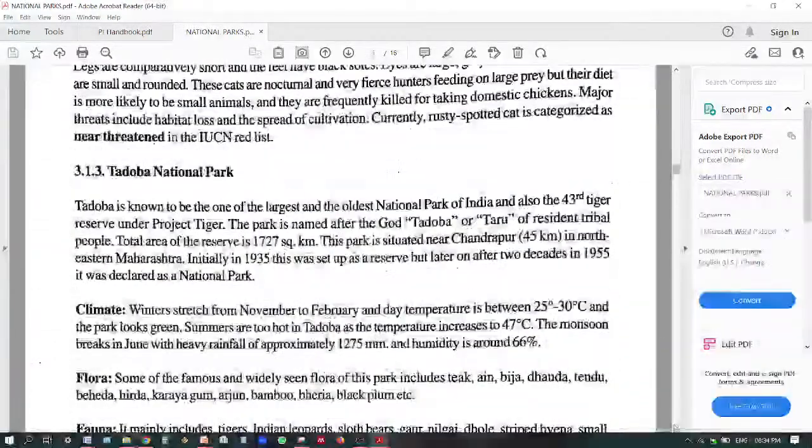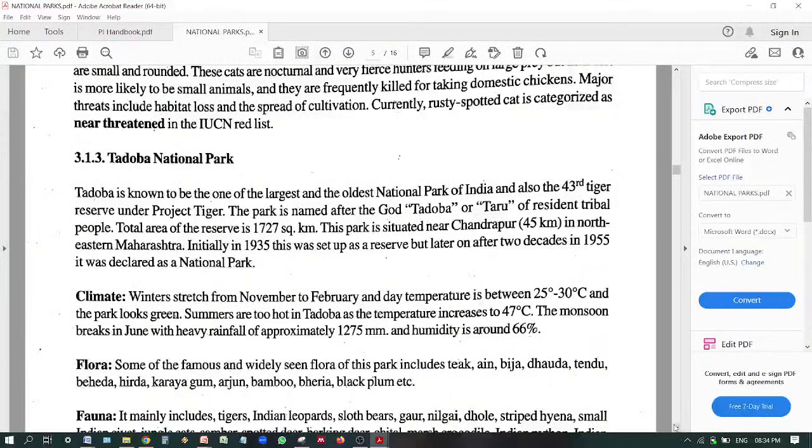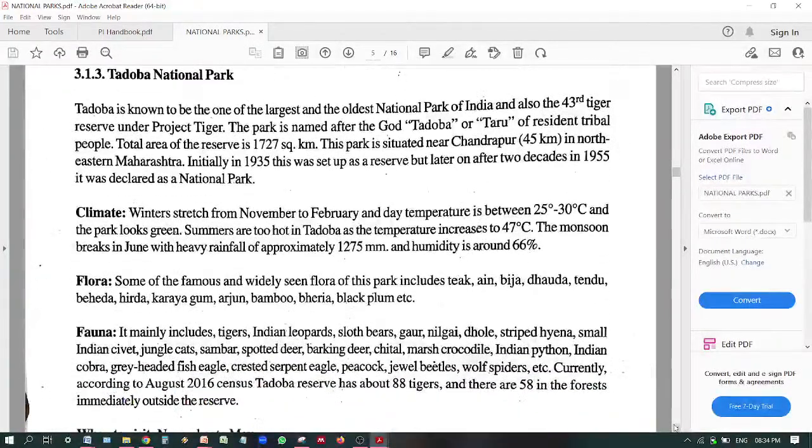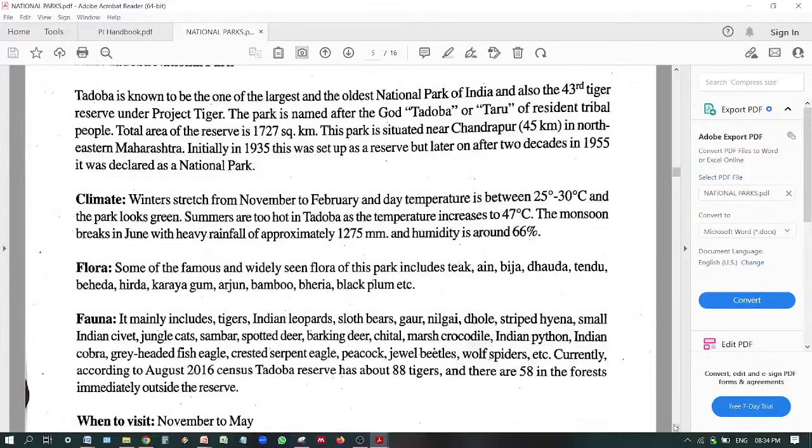Let us go fast to Tadoba National Park, which is also called the 43rd reserve under Project Tiger. Now it is also in Maharashtra.